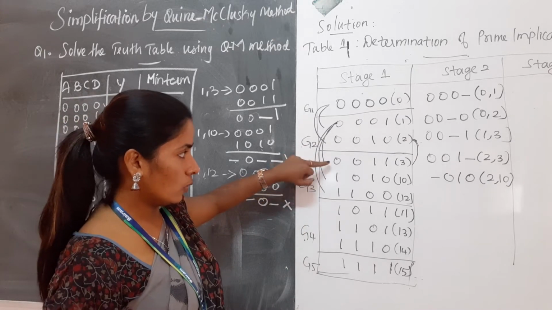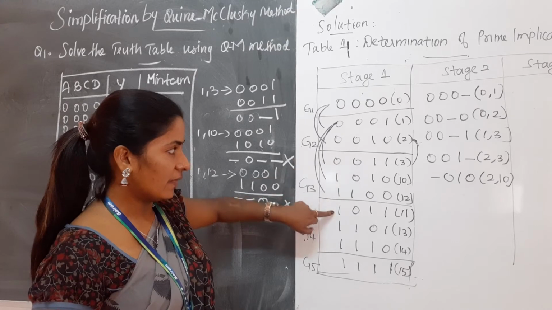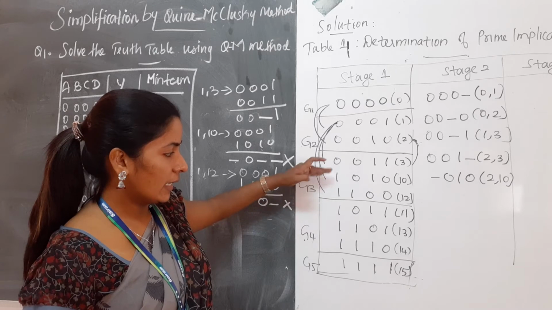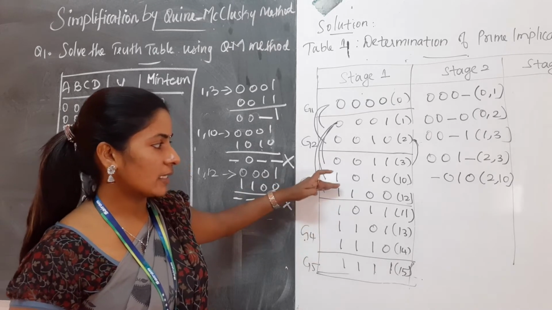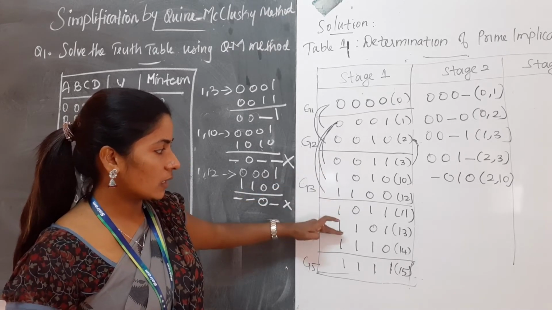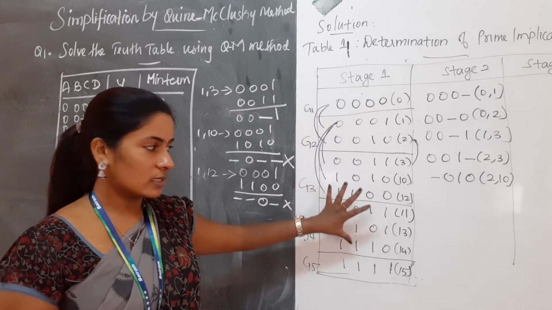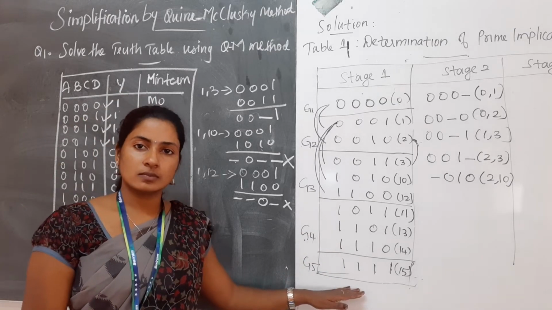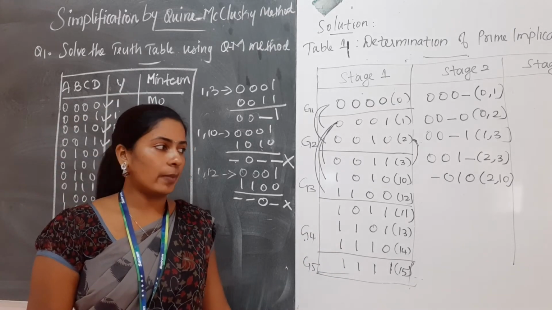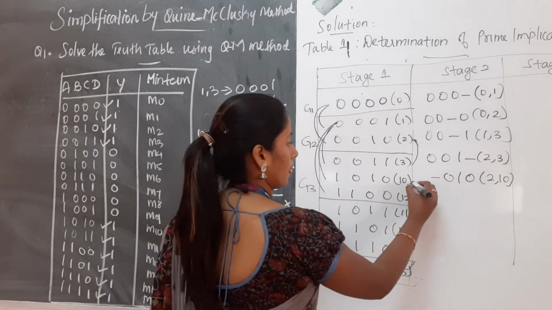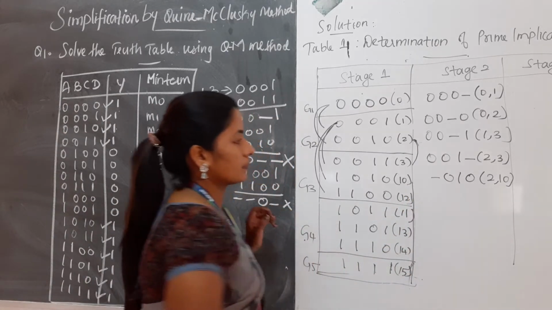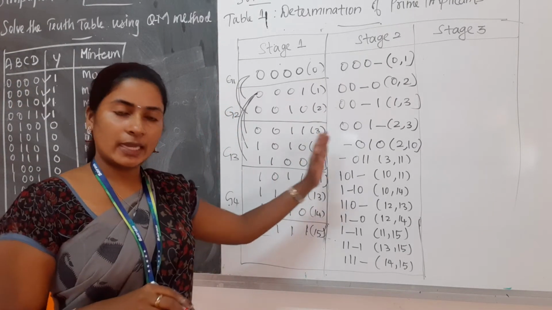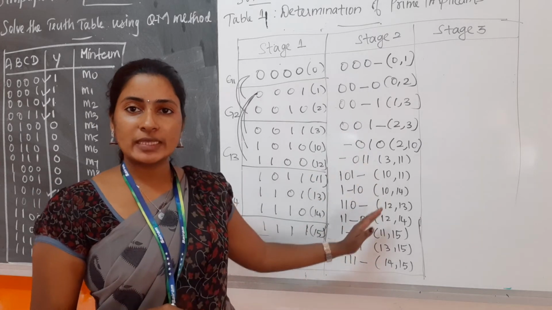Now my first comparison is between 3 and 11, then 3 and 13, then 3 and 14. Next I will compare 10 with 11, 13, 14. Next I will compare 12 with 11, 13, 14. Once this is done, I will compare all of G4 with the last one, G5. Then I will write the data. You can see I have compared everything and filled stage 2. Now these are my stage 2 data.